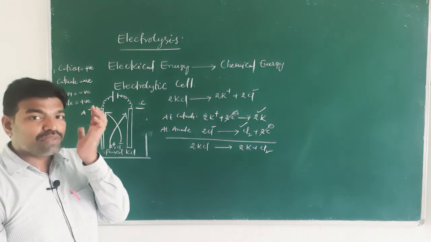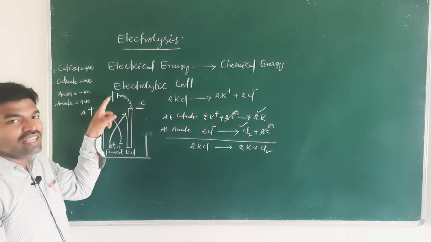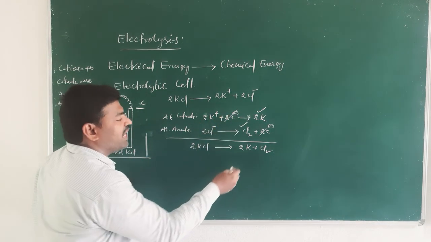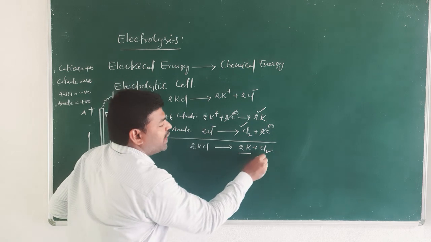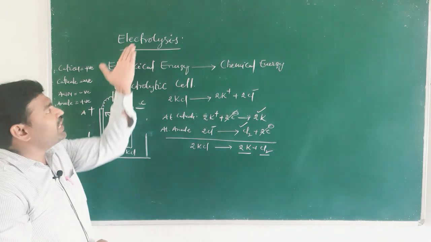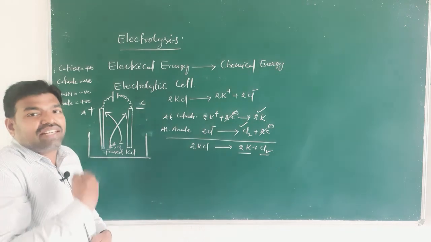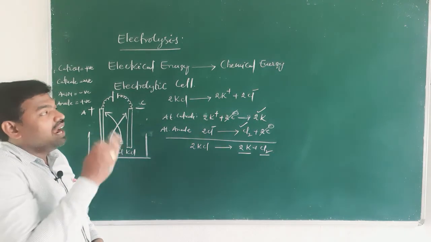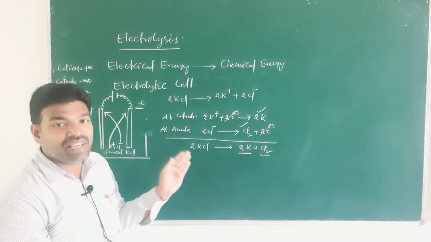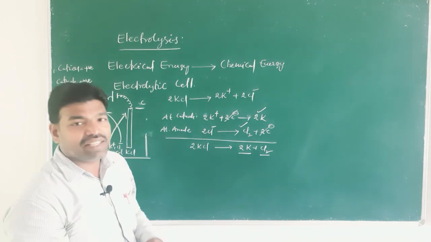Okay, you should keep this point in your mind. What happens in this? We are supplying electric energy and that is converted into chemical energy, so we are getting potassium at the cathode and chlorine gas at the anode. That is, electrolysis is nothing but conversion of electrical energy into chemical energy. We are supplying EMF and that EMF produces chemical energy.